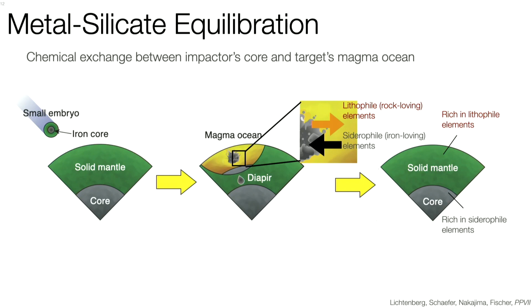And the iron of the impactor and the silicate experience so-called metal-silicate equilibration. Some elements love to stay in silicate, so they move to the silicate phase. These elements are called lithophile, or rock-loving elements. And some elements love to stay in iron, so these are called the siderophile elements. These elements are exchanged at the interface, and eventually the iron is delivered to the core of the target. As a result, the core becomes rich in siderophile elements, and the silicate mantle becomes enriched in lithophile elements. This is how the planetary chemical evolution works in the protoplanetary stage.